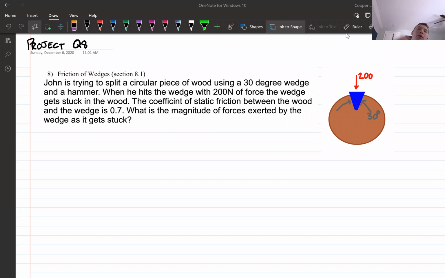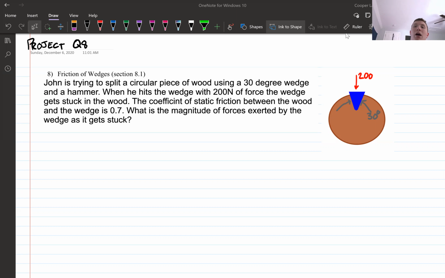All right, so this is question 8. Frictional wedges, section 8.1. So John is trying to split a circular piece of wood using a 30-degree wedge and a hammer. When he hits the wedge with 200 newtons of force, the wedge gets stuck in the wood. The coefficient of static friction between the wood and the wedge is 0.7. What is the magnitude of forces exerted by the wedge as it gets stuck?